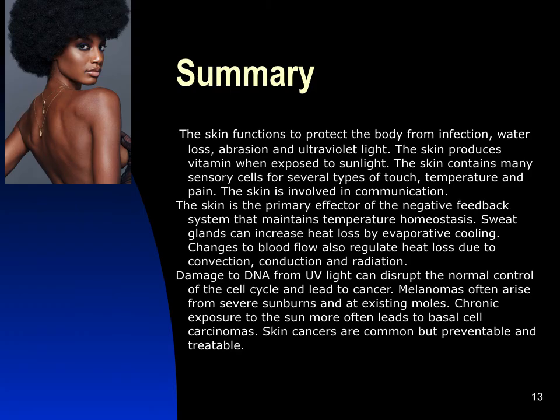Okay, to summarize, skin functions to protect the body from infection, water loss, abrasion, and ultraviolet light. It produces vitamins when exposed to the sunlight, contains sensory cells, cells involved in pain, and skin is involved in communication. The skin is the primary effector of the negative feedback system that maintains temperature homeostasis. Okay, sweat glands can increase heat loss due to evaporative cooling. Changes in blood flow are important.